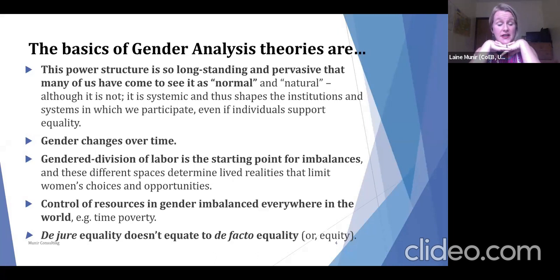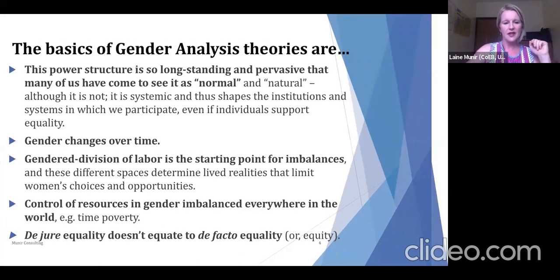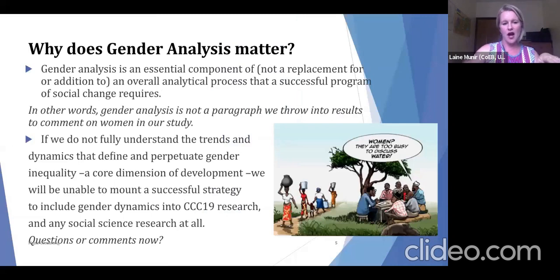And last thing, I think it's really important, in most social science research, we find gender imbalances in every single country on the planet, always. Now, those imbalances are obviously less in, say, Scandinavian countries, but there's no country that doesn't have gender imbalance anywhere. And the last one is what we've already been talking about, equality versus actual equity. So at the end of the slide, we'll do questions and comments.